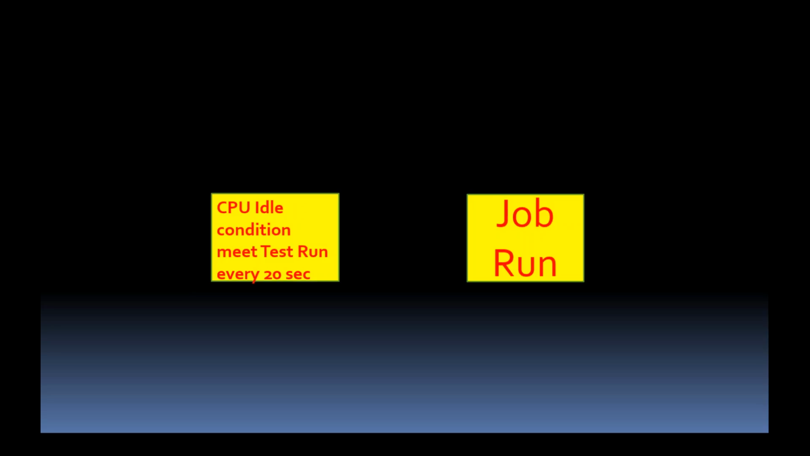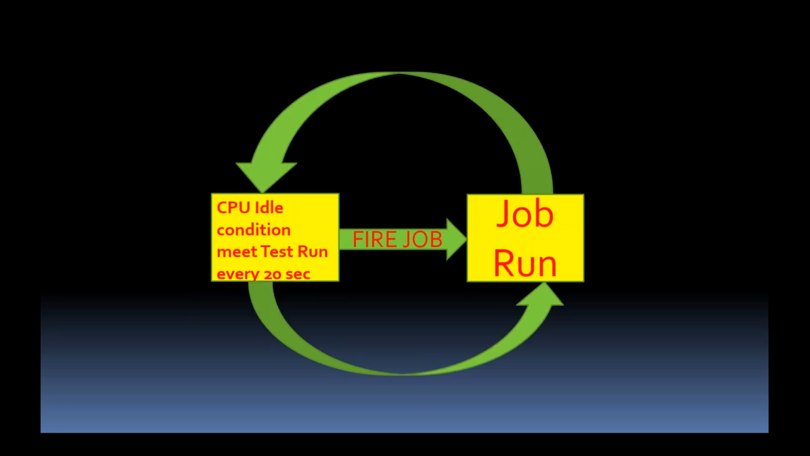And just to give a little more clear or graphical idea of what I'm talking about. Your CPU idle condition is met, your test runs every 20 seconds. Then it goes and runs the job. It fires the job, runs it, and then it does it again. It does it again. You have no control.